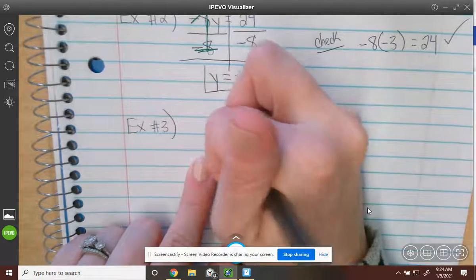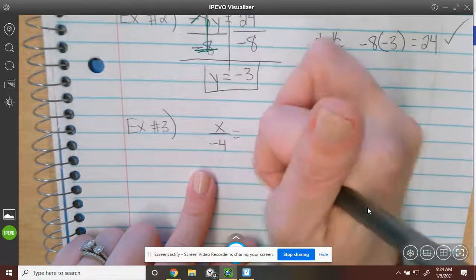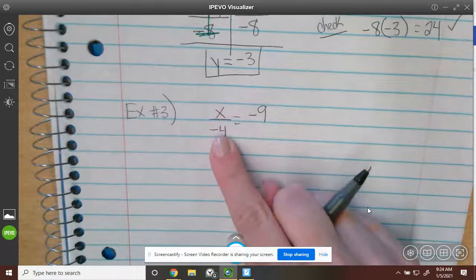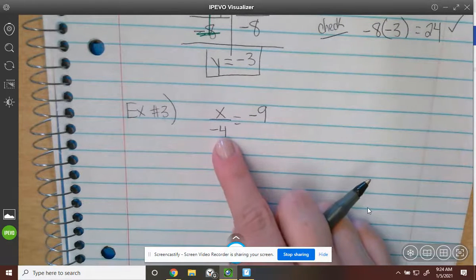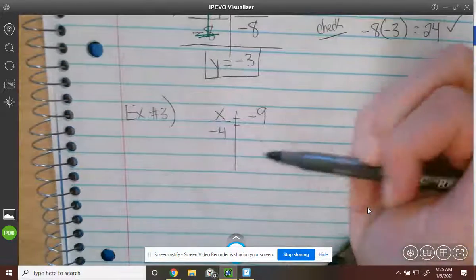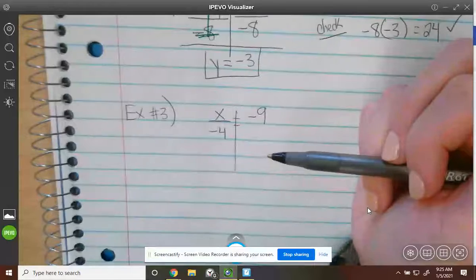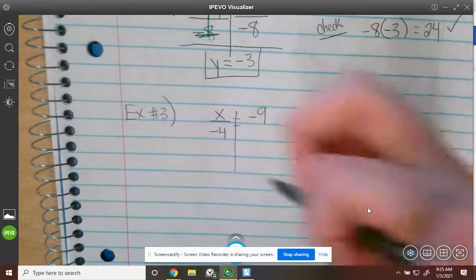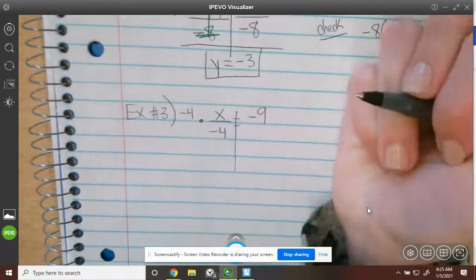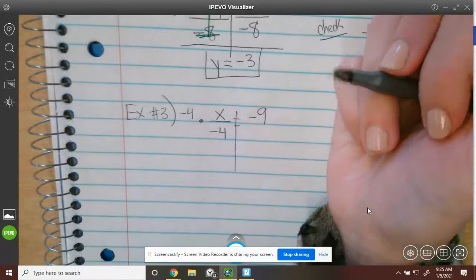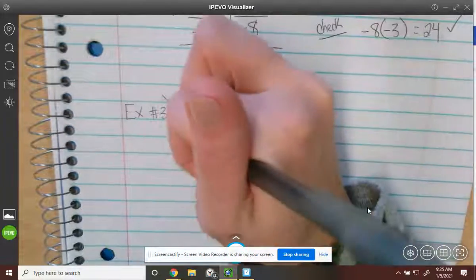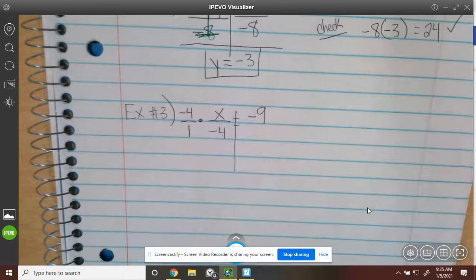I'm going to do x over negative 4 equals negative 9. Okay, this is pretty clear to see. I'm not adding or subtracting the 4. I'm not multiplying the 4. I am dividing the 4. Anytime it's in a fraction, you're dividing. So in order to get rid of division, I have to do the opposite, which is multiplication. So I'm actually going to multiply this thing by a negative 4. Okay, the reason I put it up top is because this is a fraction, right? If I want to multiply it by a negative 4, that's my fraction that I'm multiplying it by.